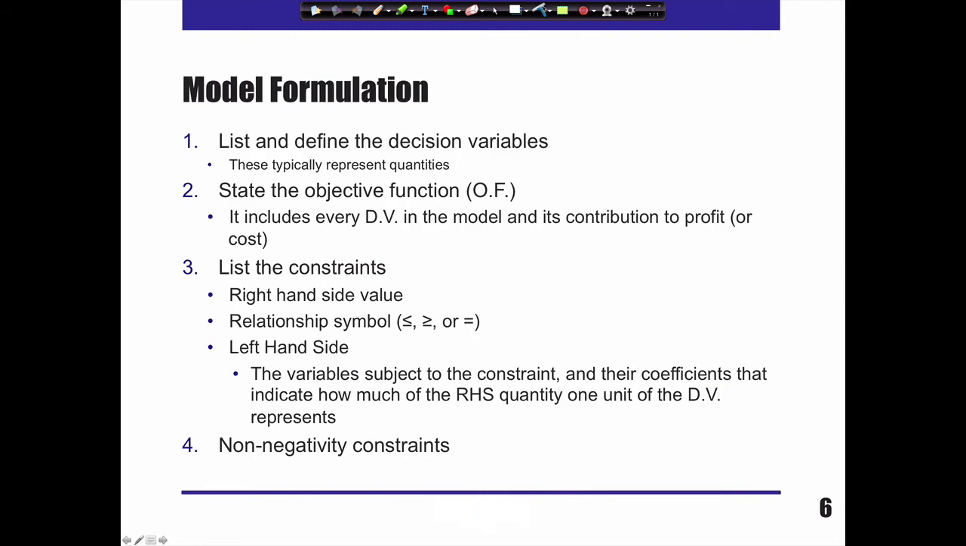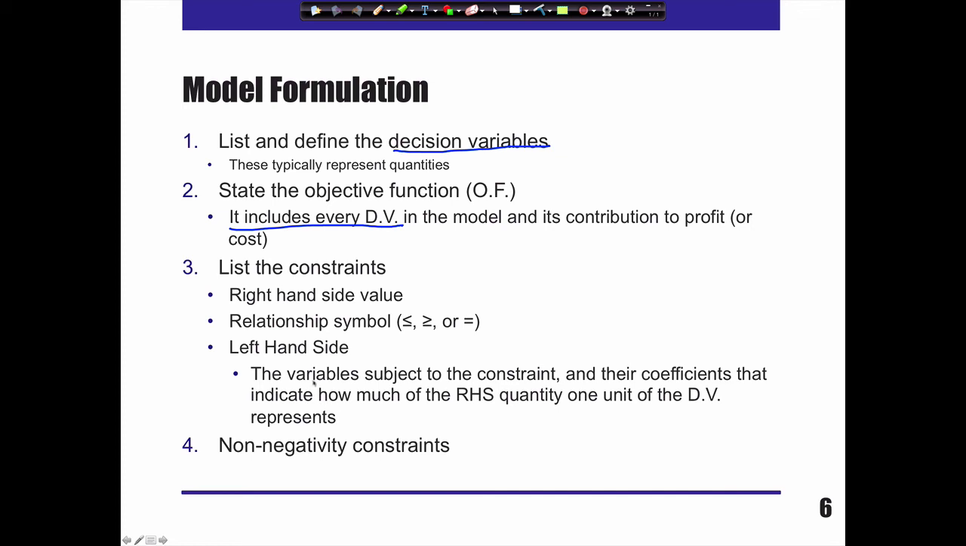So how to make a formula? We define the decision variable first. It depends. You can choose any symbols, like x, y, or A, B, C. And then you figure out the objective function. Again, this objective function includes every decision variable.